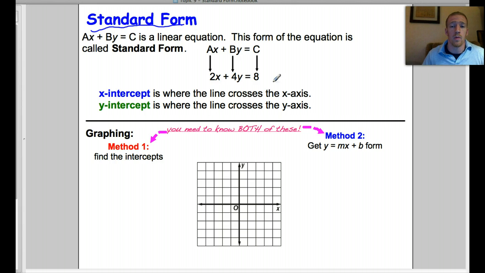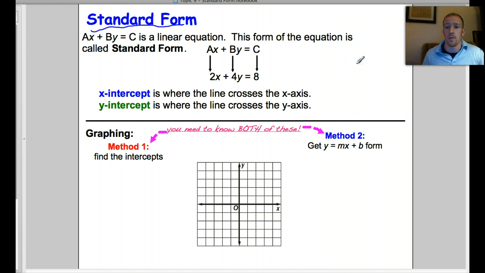Okay, now we want to talk about the intercepts. That's where it hits the y-axis or the x-axis, and we can use that to graph, or we can take this form and transform it into slope-intercept form and graph it the way we know how to graph something when it's in y equals mx plus b form. So there's two methods, and you're going to have to learn both. We want you to know how to do all of them.